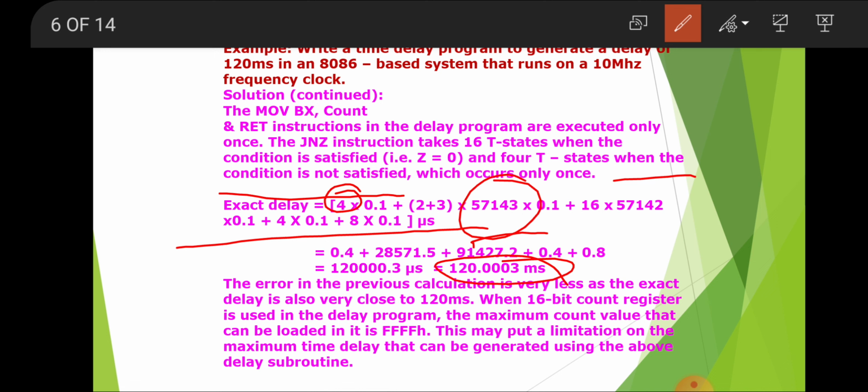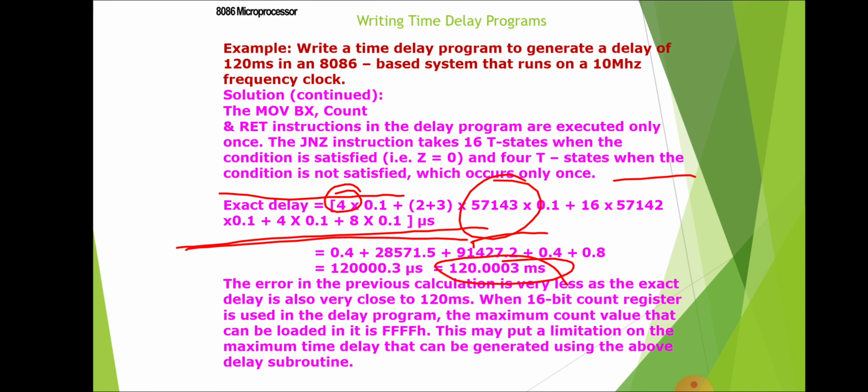So it is exactly the same, and the error in the previous calculation is very small. The exact delay is also very close to 120 millisecond. Previously we calculated by the given delay, and now we have taken into consideration all the instructions, including the MOV and RET, and calculated the exact delay. The maximum count value that can be loaded is FFFFH. This may put limitations on the maximum time delay that can be generated using the above delay subroutine.